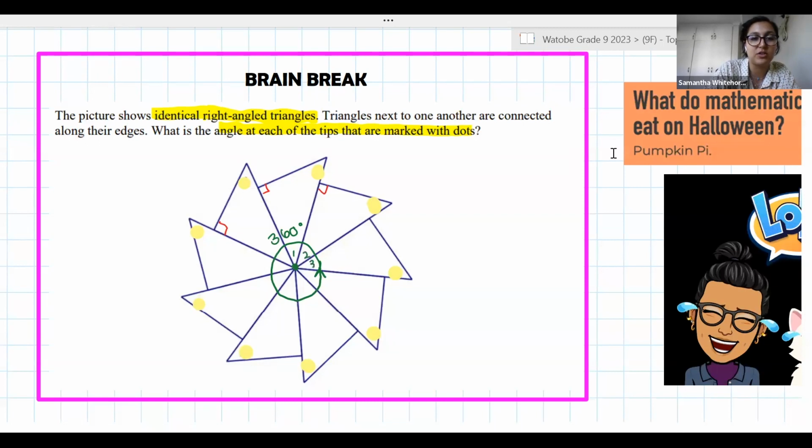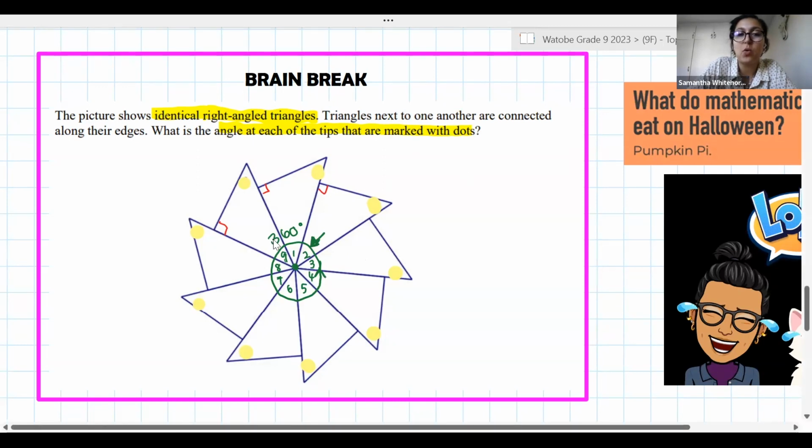I've got 1, 2, 3, 4, 5, 6, 7, 8. Maybe I should count. 1, 2, 3, 4, 5, 6, 7, 8. Sorry, 9. It would help if I could count properly. Now, if all of these triangles are exactly the same, could I work out what one of these little angles are? What do we think, guys? You can pop it in the chat. If you know that all 9 of them together are 360, can you work out what one of them is?